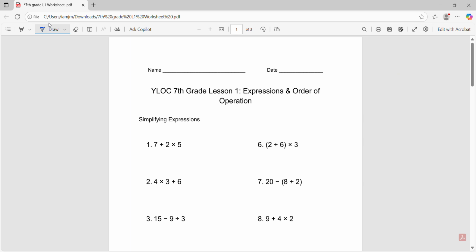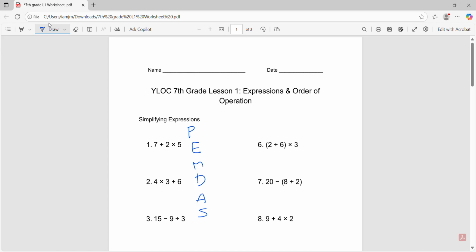Hi, I'll be teaching you our first lesson, expressions in order of operations. Before we move on and start solving, I'll explain to you what PEMDAS is. This will be what I'll be teaching you, and PEMDAS will help you understand and solve these problems.